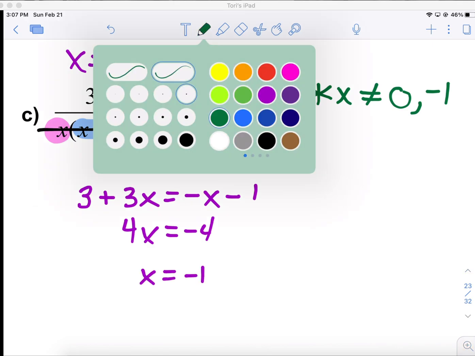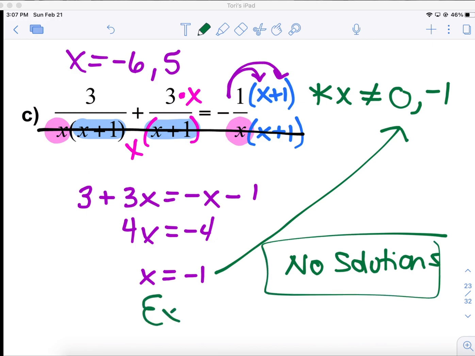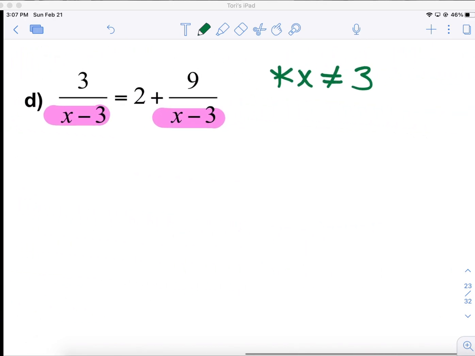Right away, I notice that that is not allowed to be my domain. So I say there are no solutions to this problem because this guy is extraneous. Okay? All right, so we're not going to go back and check that one at all. He just doesn't work. Okay? There are no solutions to this problem. Let's go ahead and look at D.